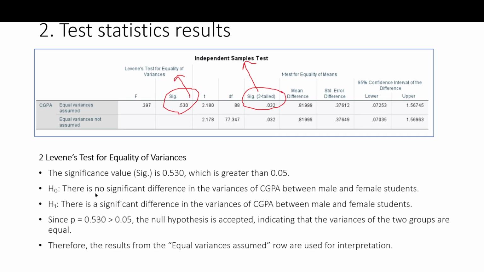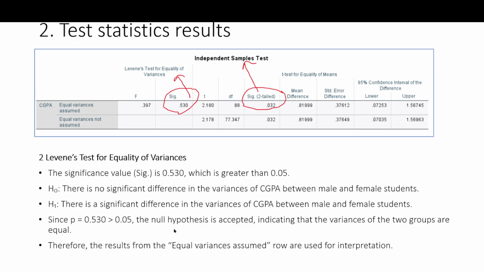Now friends, you have to design the null and alternative hypothesis for this Levene's test also. So what is the null hypothesis in this case? There is no significant difference in the variances of CGPA between male and female students. And the alternative hypothesis: there is a significant difference in the variance of CGPA between male and female students. Because the p-value is greater than 0.05, that is 0.530, the null hypothesis is accepted, or in other words, we fail to reject the null hypothesis, indicating that the variances of the two groups are equal.